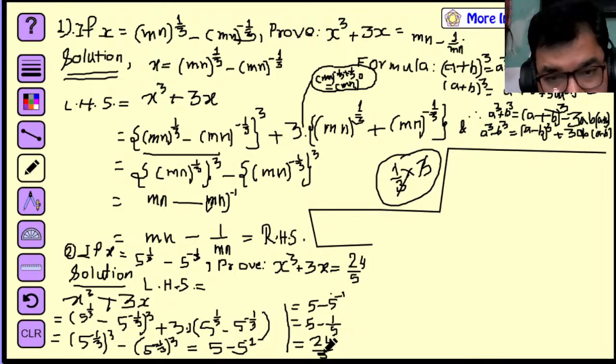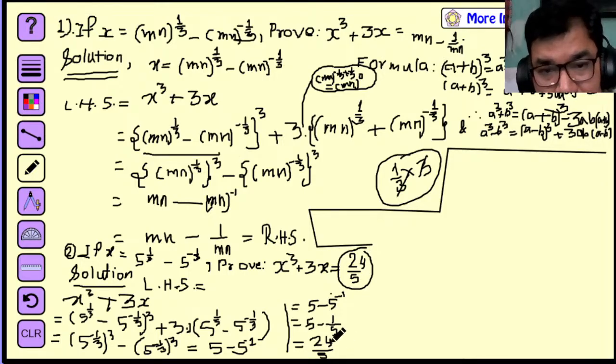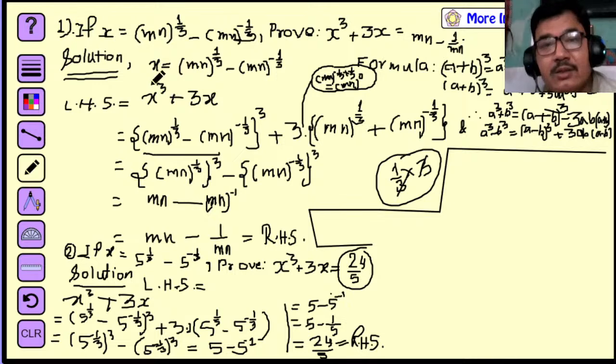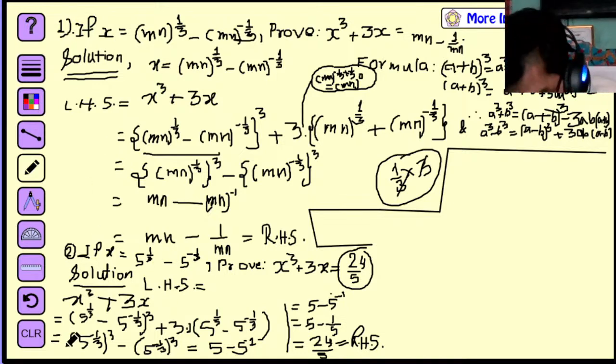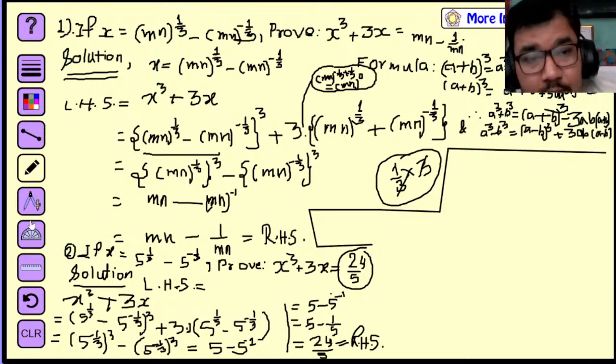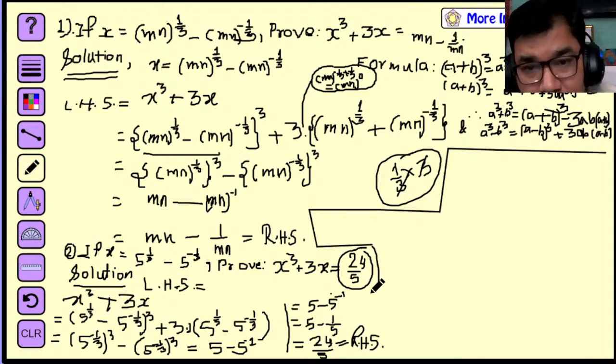Okay, this is 24 by 5, which is our right hand side to prove, no, that's why we have to write here RHS, hence proved. Okay, like this question we have to solve by this process. This is the way to prove like this.